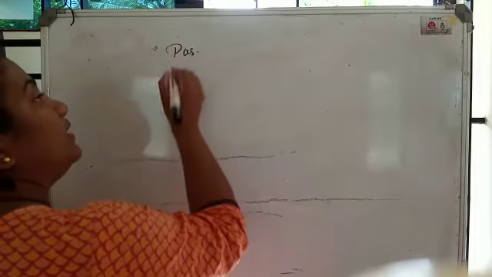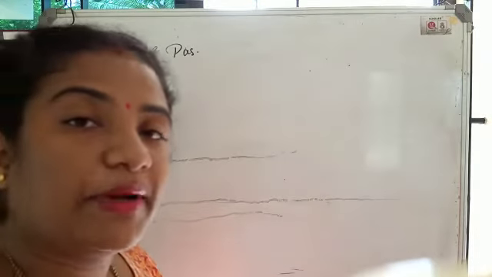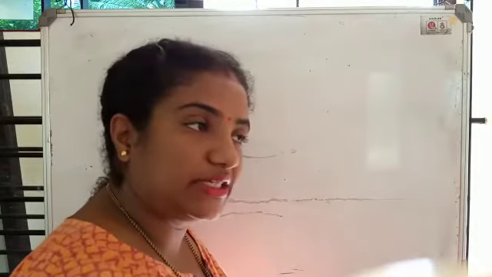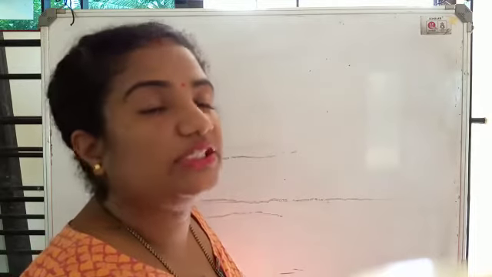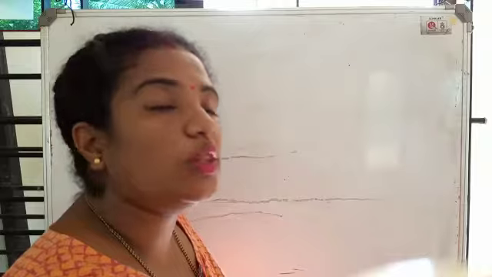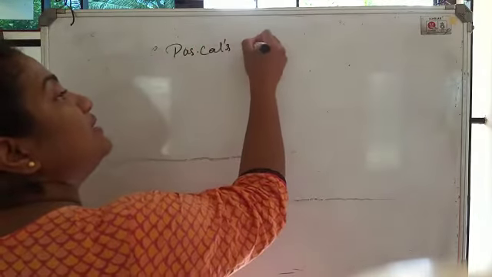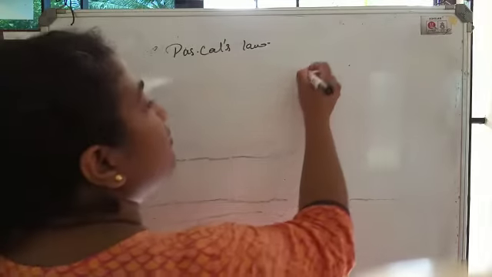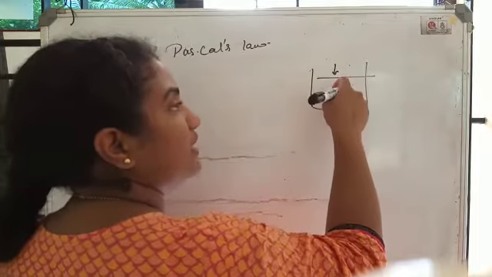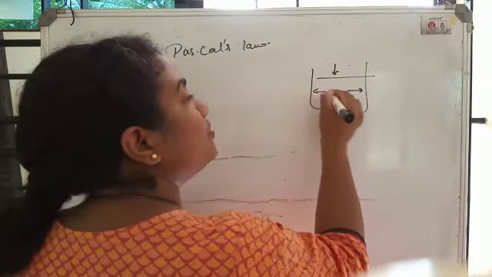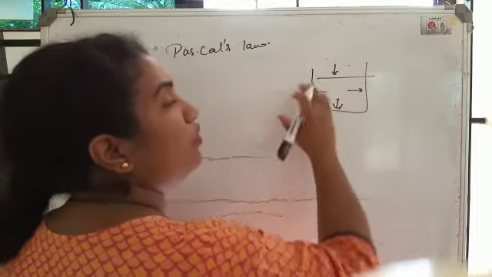Pascal's law states that in a fluid which is at rest, the pressure exerted in one direction is transmitted equally to all the other directions. So, Pascal's law says if a pressure is exerted at one point, from one direction, then it will be equally distributed to all the other directions. The pressure will be exerted in equal amount in all the other directions.